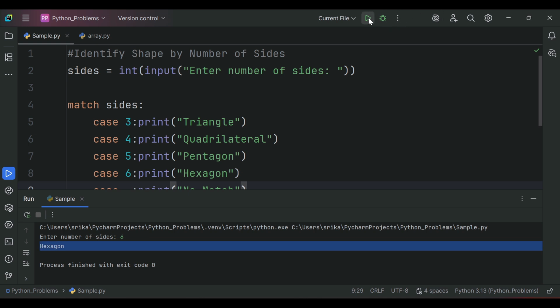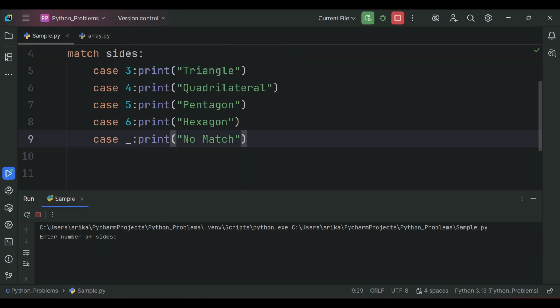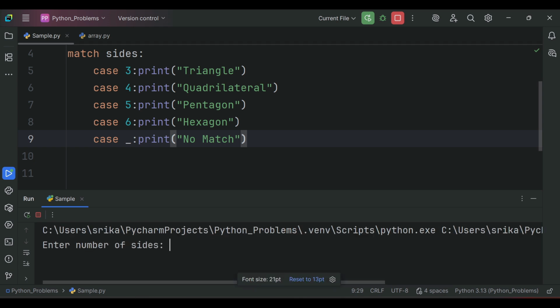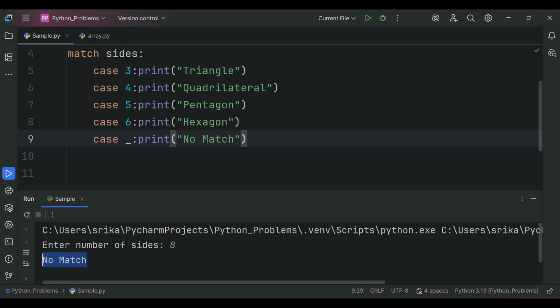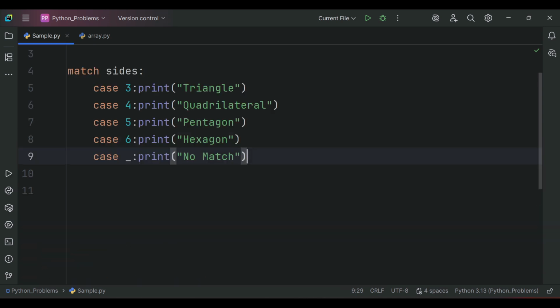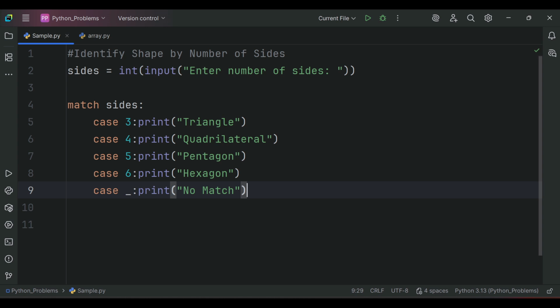Here I mentioned only up to six. If you want seven, eight, nine, whatever, it's based on your wish. Now if I give eight, at that time it will print no match. This is the program for giving the output based on the sides. I hope you understand, friends.